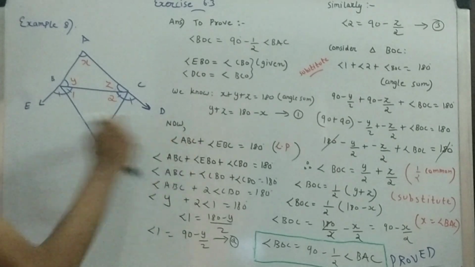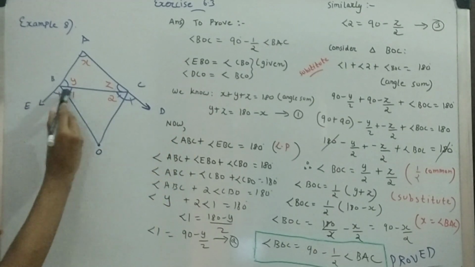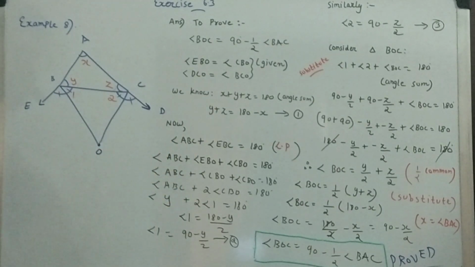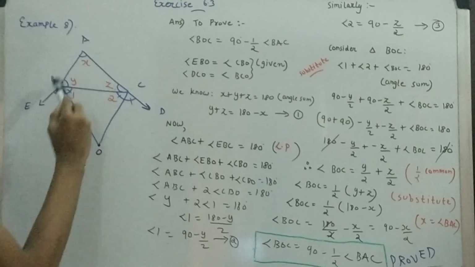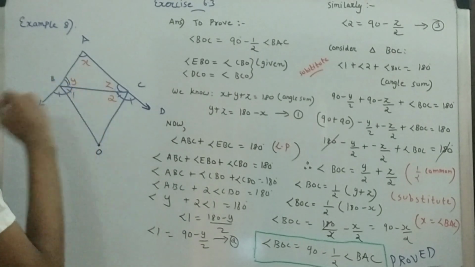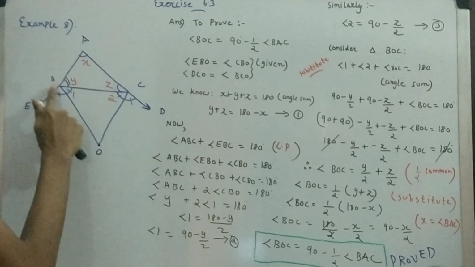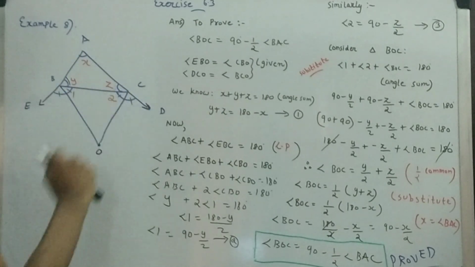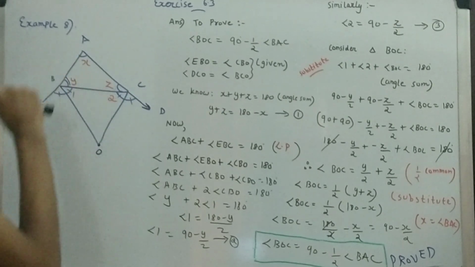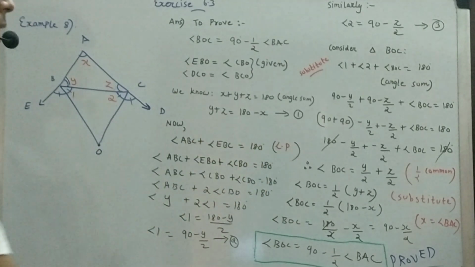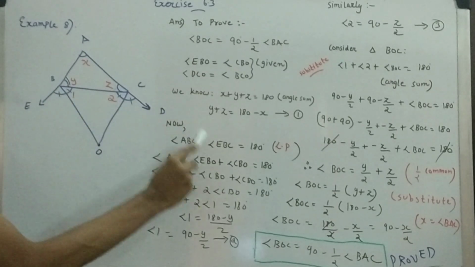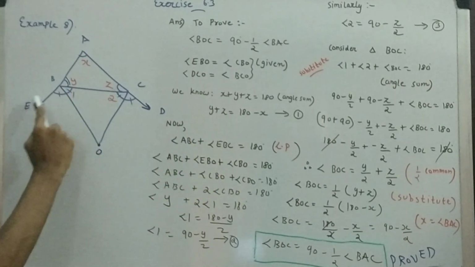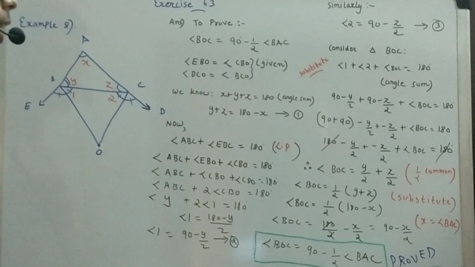Now, let's see. Here, if you see this full angle over here, this full angle together makes a linear pair, isn't it? That is angle ABC and this angle EBC. Okay, this full angle, they together make 180 degrees, isn't it? Because they form a linear pair. So we can say that angle ABC plus angle EBC is equal to 180 degrees.